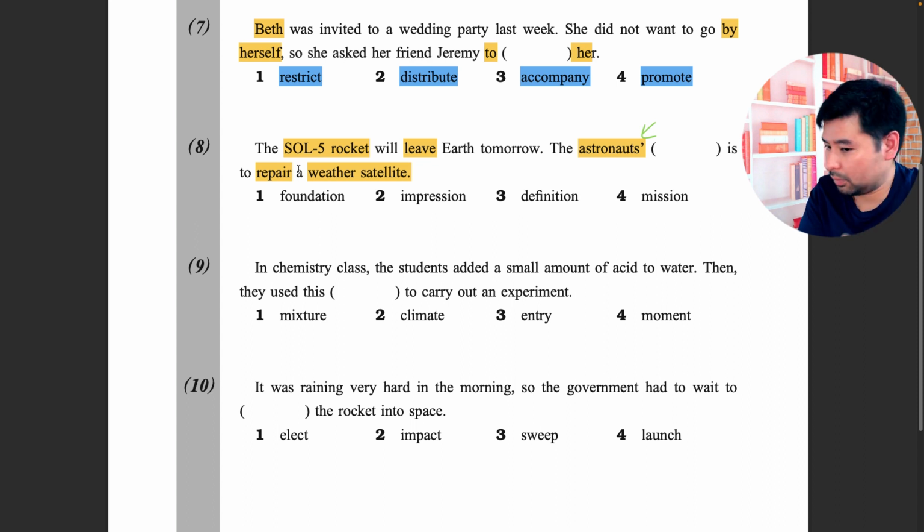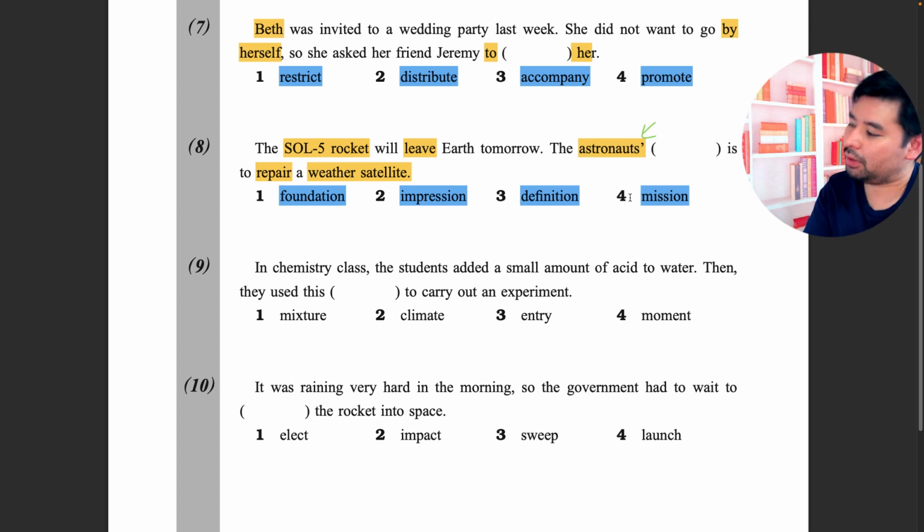So let's go to the options here, right? So the astronauts' foundation is to repair, impression, definition, or mission. Which one do you think? I think this one is not so difficult, yeah? So again, the rocket will leave Earth tomorrow. They are going to space, probably outer space. And then the astronauts, what? Foundation, impression, definition, or mission is to repair a weather satellite. Is to repair, is a verb, an action. They're gonna do that. So which one? Let me know.